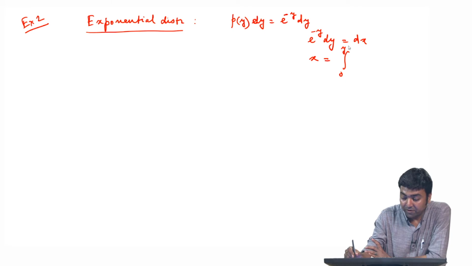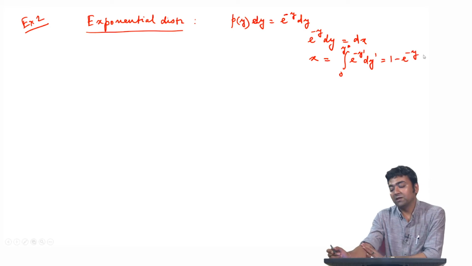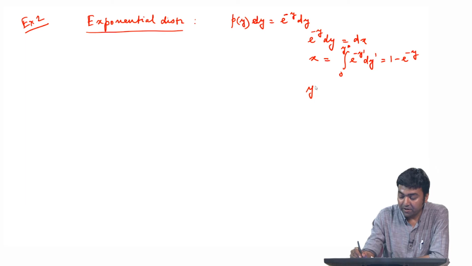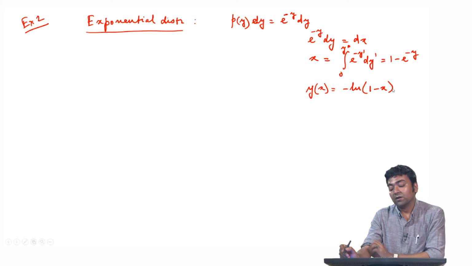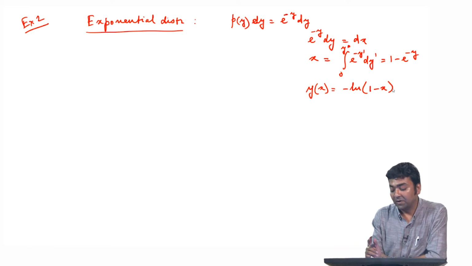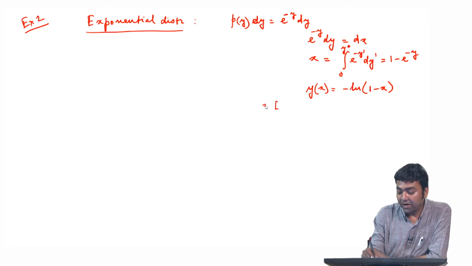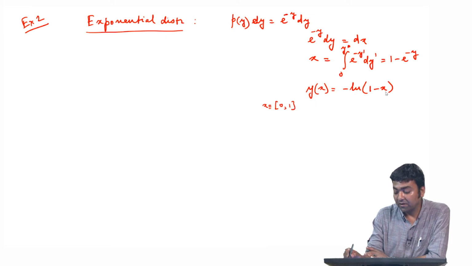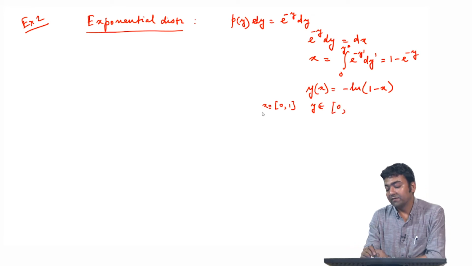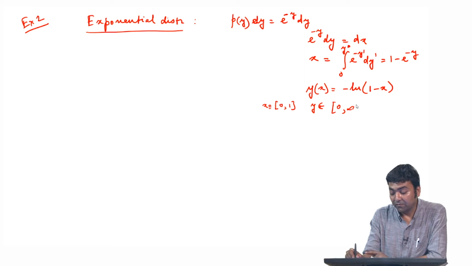So, the integral from 0 to y of e^(-y') dy' is nothing but 1 - e^(-y), and then I can express y as a function of x, given by y = -log(1-x). Now, what will be the new limits? x belongs to 0 to 1. For x equal to 0 we get y equal to 0, but for x equal to 1 we have the open limit, that is y becomes infinity.